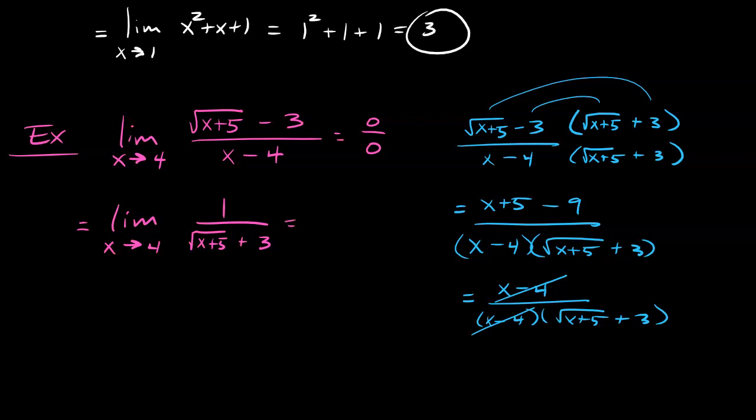And now that we've changed the equation around and we got rid of the part that made it divided by 0, now we can plug in 4. So it'd be 1 over square root of 4 plus 5 plus 3. So 1 over 3 plus 3.